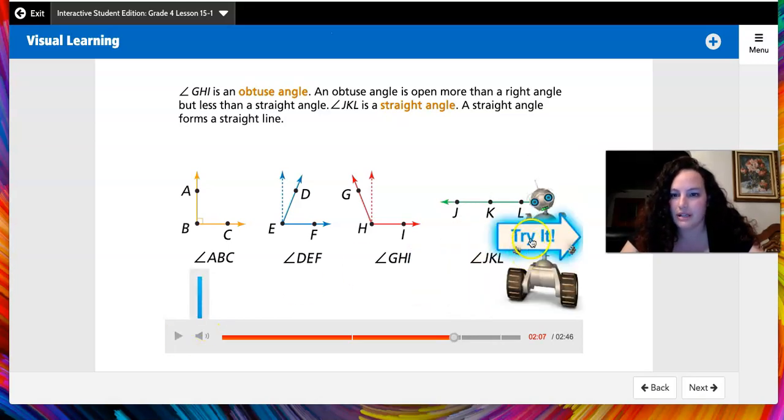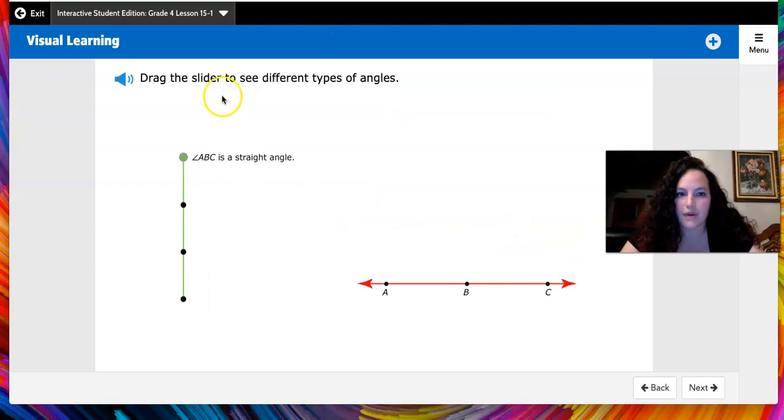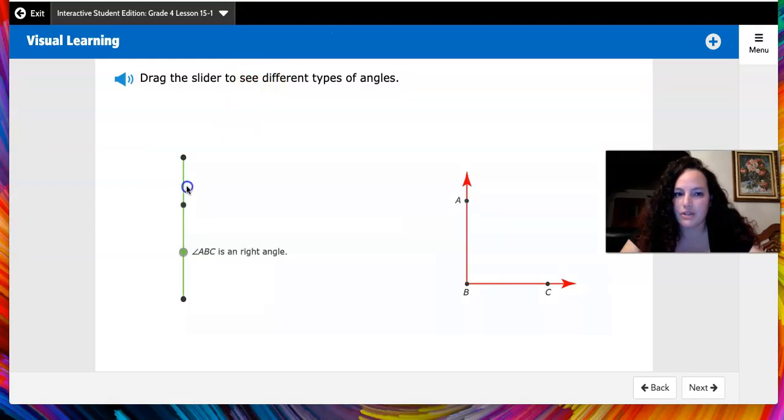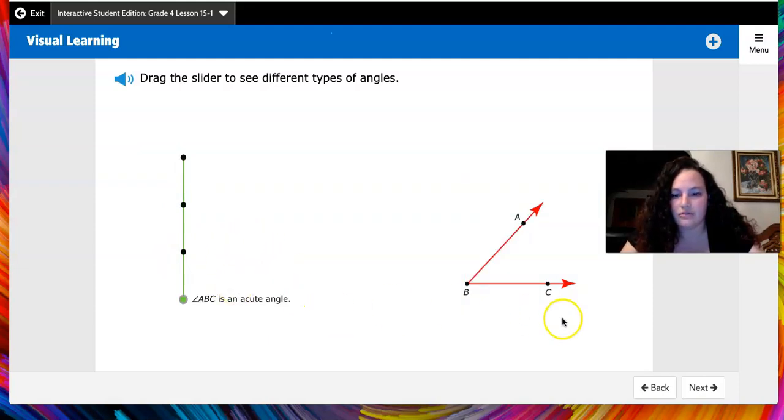Now you can try it out and drag the slider to see different types of angles. So if you have this on your computer, you'll be able to practice with it a bit. So if we continue dragging it, it says ABC is a straight angle. Angle ABC is an obtuse angle. Angle ABC is a right angle. Angle ABC is an acute angle.